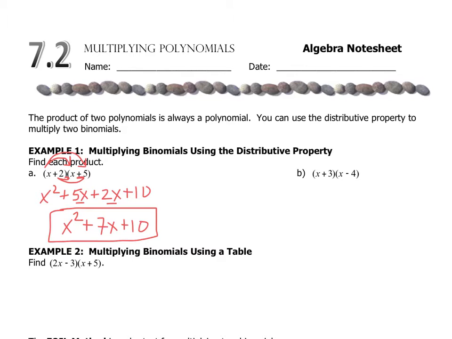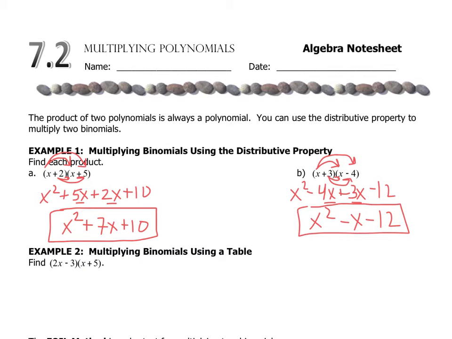So again, for the second one, x times x is x squared. x times negative 4 is negative 4x. I'm sorry, negative 4x plus 3x minus 12. So just using the distributive property. And again, I see x's in common. So x squared minus x minus 12.